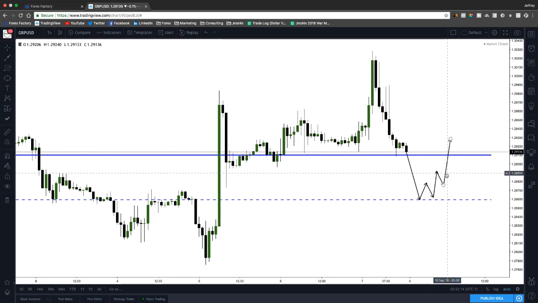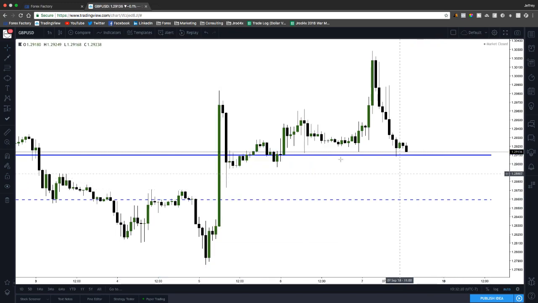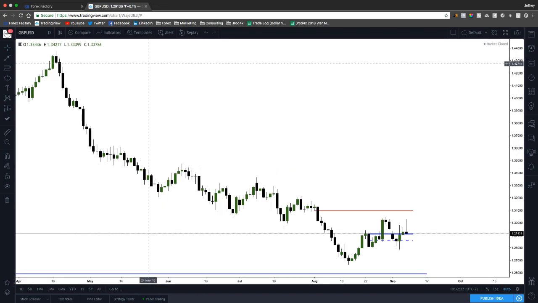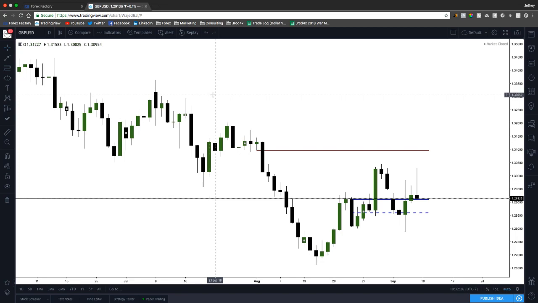So that's what I'm going to be looking for in British pound. So have those levels on your chart, keep an eye out for those specific things I talked about, and of course I'll update you guys in the Telegram group as I take any trades. But just so you have an idea, that's what I'll be looking for.